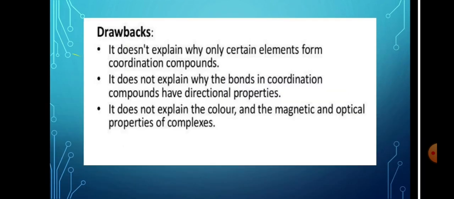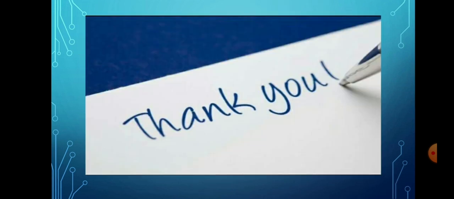Then we see the drawbacks of Werner's theory. First, it doesn't explain why only certain elements form coordination compounds. Second, it does not explain why the bonds in coordination compounds have directional properties. And the last and most important drawback is that it does not explain the color and the magnetic and optical properties of the complexes. Thank you.